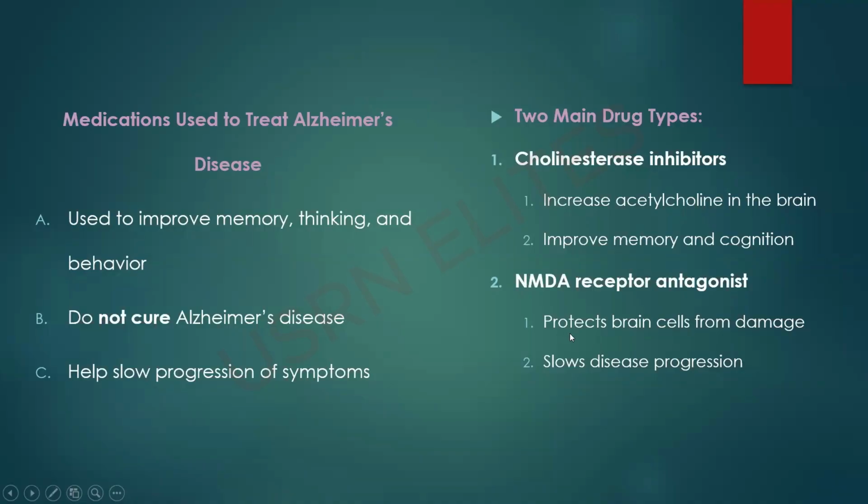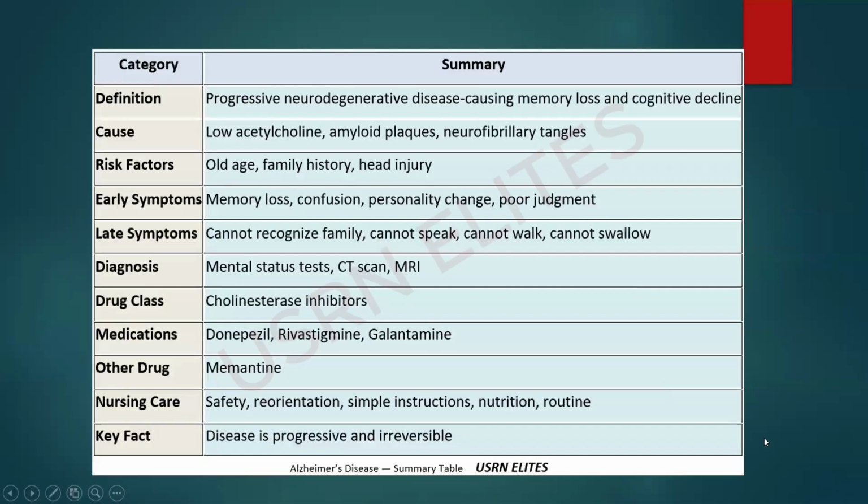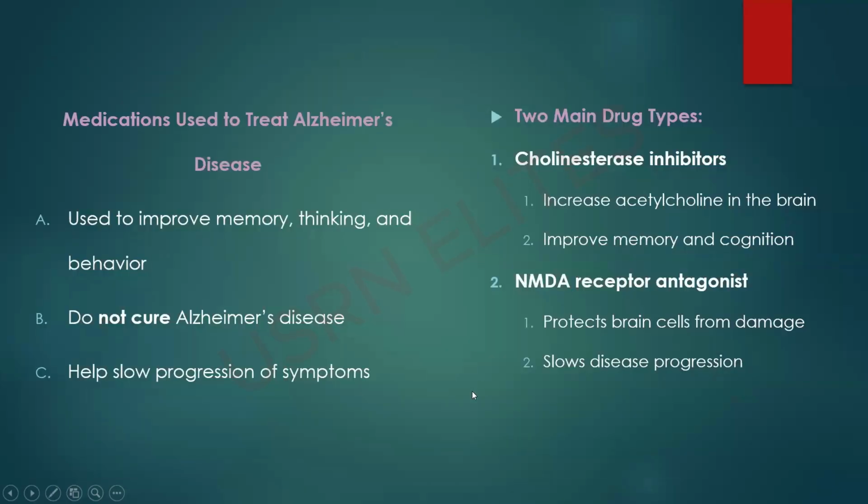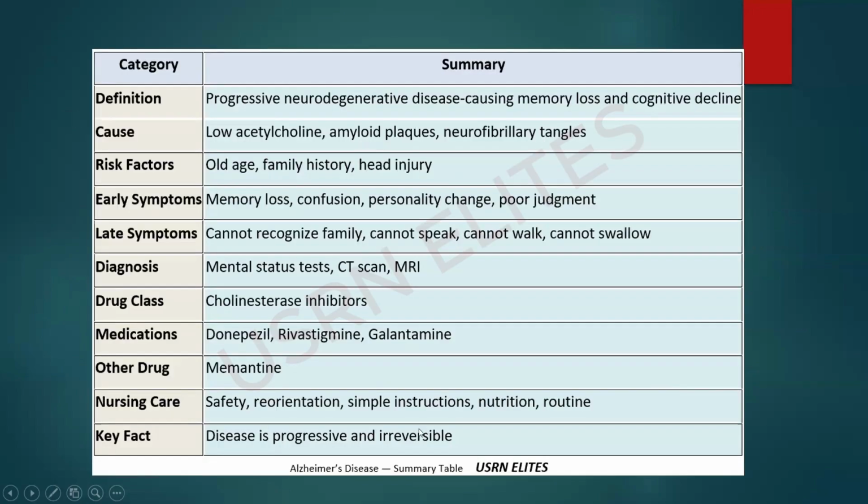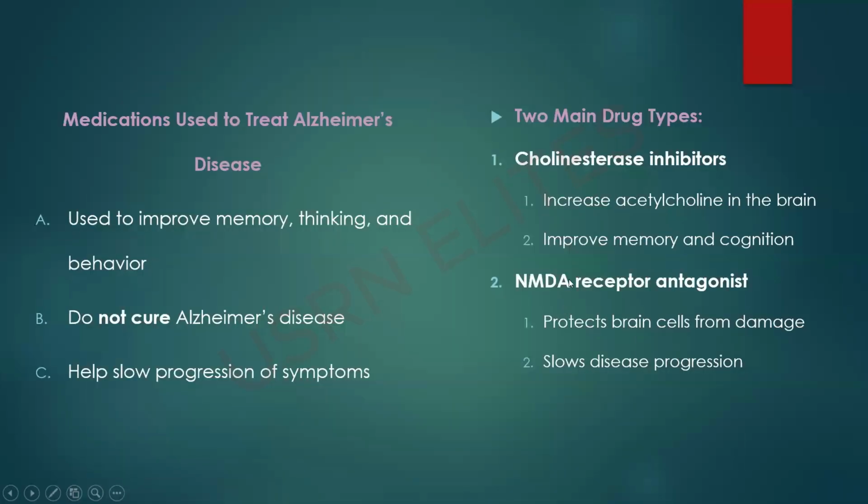You see what it does? It protects brain cells from damage and it slows the disease progression. Like what we were talking about here, all these amyloid plaques and neurofibrillary tangles cause structural damage to the brain. An example of an NMDA antagonist is memantine. So memantine helps to preserve the nerves.